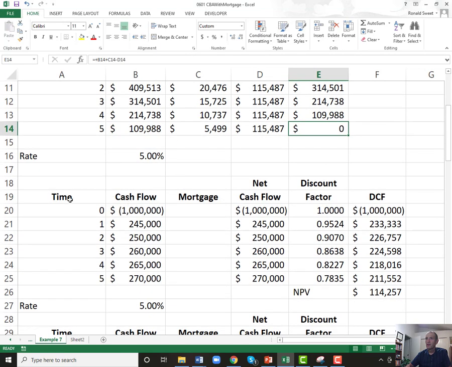So here we do a project, and let's say the project's $1 million. So here we set up the net present value, and there's our net cash flows. We're going to ignore the mortgage, our discount factor. We do all of that, and we get a net present value of $114,257. Our mortgage rate is 5%, and our cost of capital is 5%.